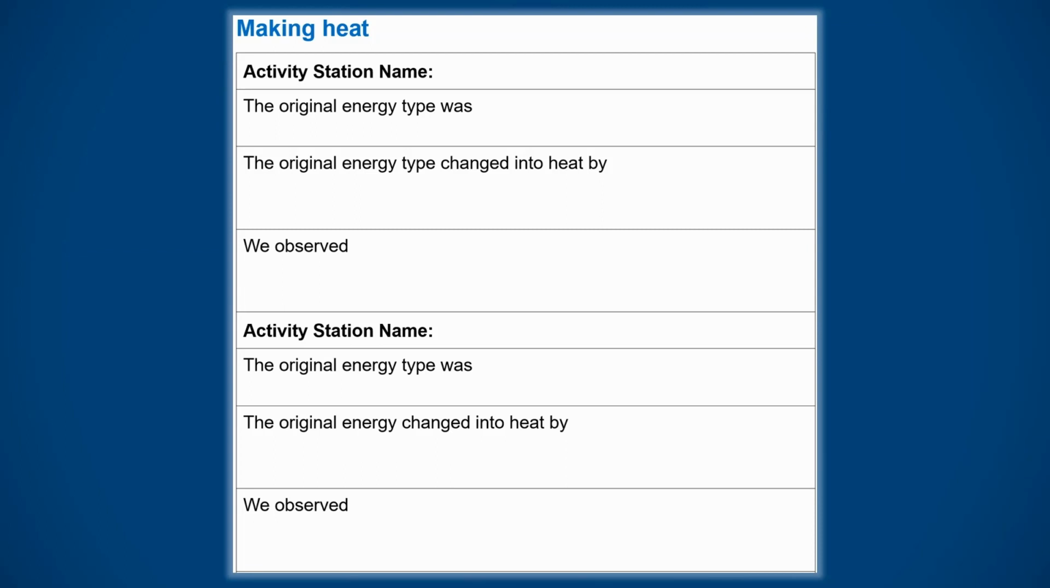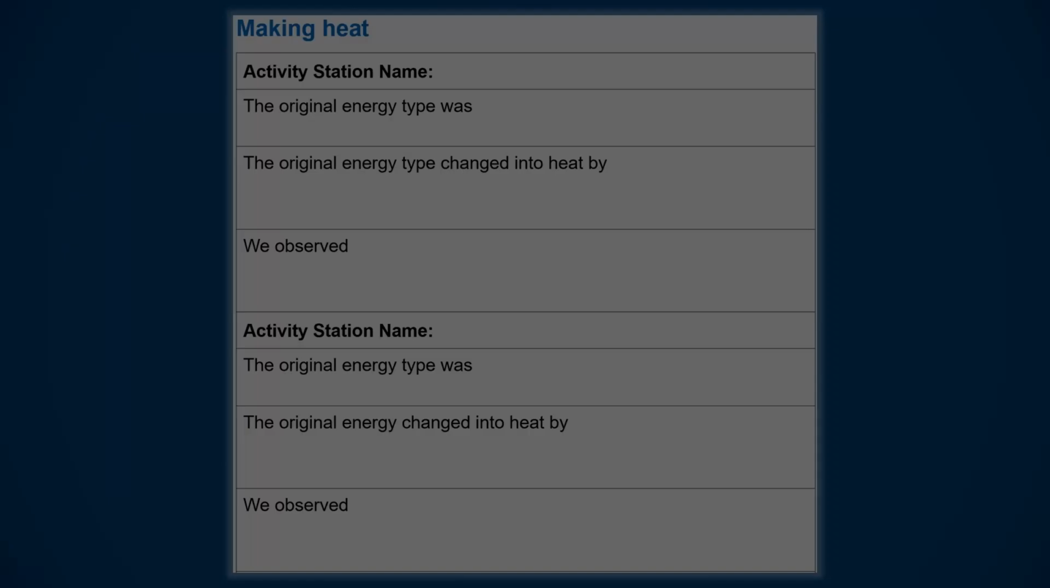As students are completing the activity, they should discuss their observations within their groups and fill in their worksheets. Encourage students to consider if the energy changes form multiple times before it becomes heat, and feel free to include alternative heat generation methods.